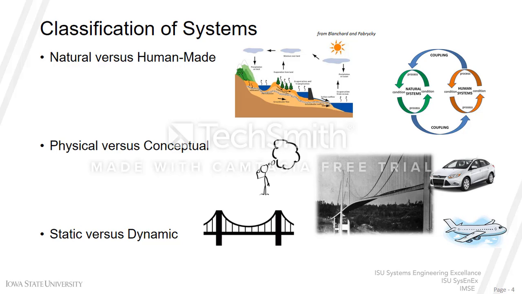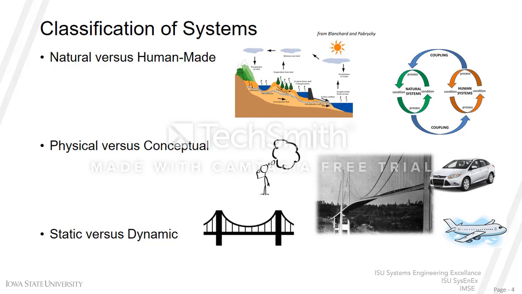The second one is considering physical versus conceptual. A physical example would be building a car or something tangible. Conceptual could be ideas or organization structure or information, something that is very valid within the confines of systems engineering and meets all the other definitions, but may not be a tangible physical item.